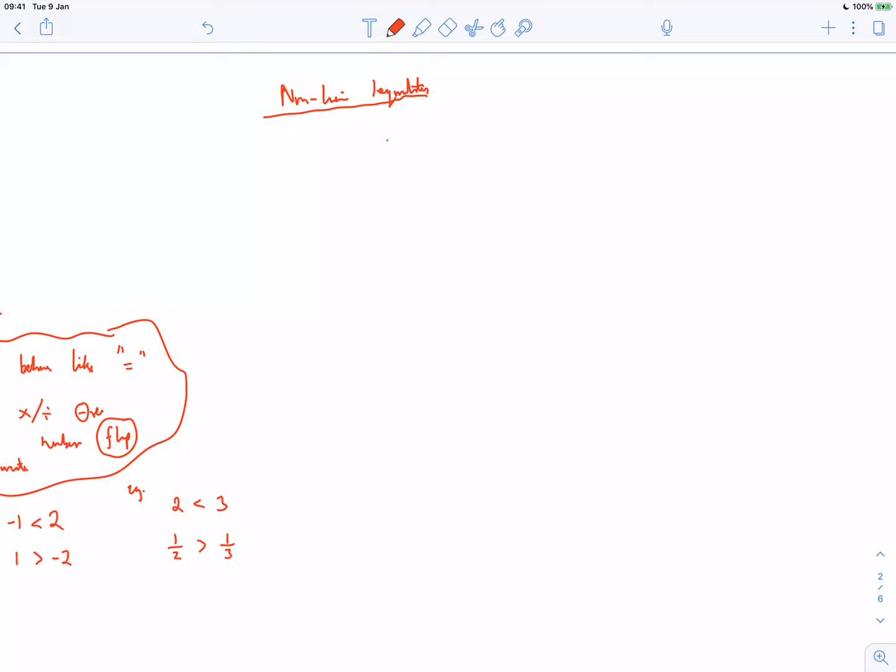And essentially the main thing you need to do is plot or sketch to find critical points. And I'll do an example just to make sure you get what I mean. Okay, so let's take 3x squared minus 8x minus 3 is less than 0.